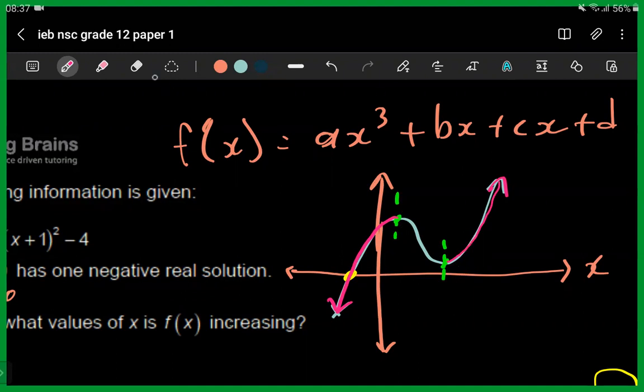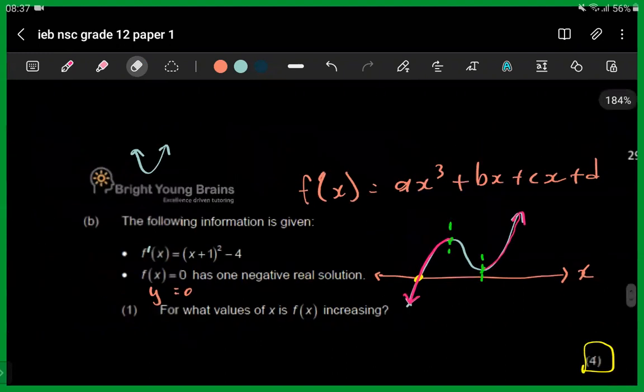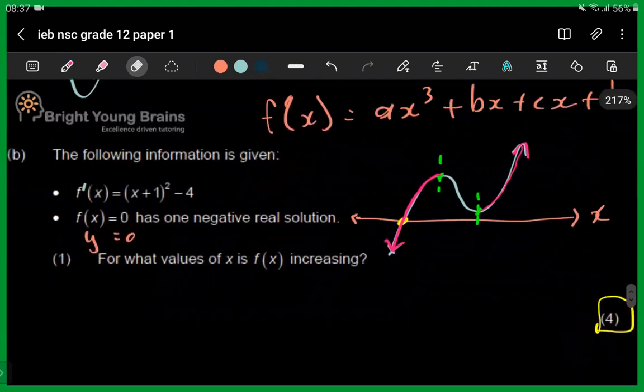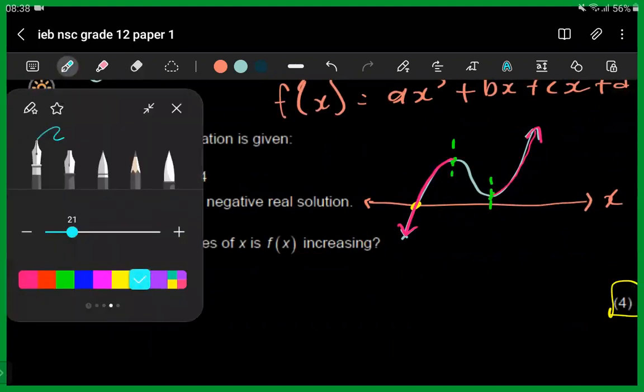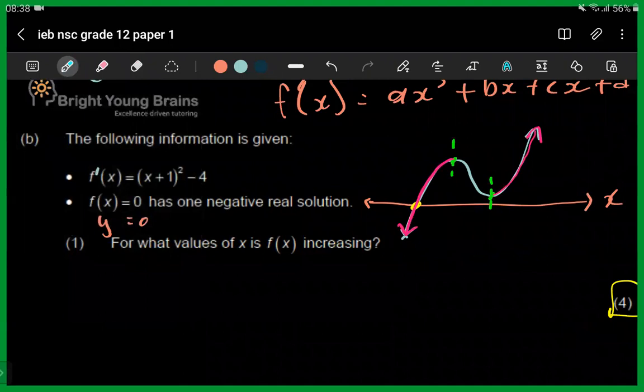We may not know where the y-intercept is, but let's just leave that out for now. So this is where your first derivative is going to come to bail you out, because clearly we need the turning points. Fortunately, to get the x values of the turning points, we need the first derivative, and you need to make it equal to 0.